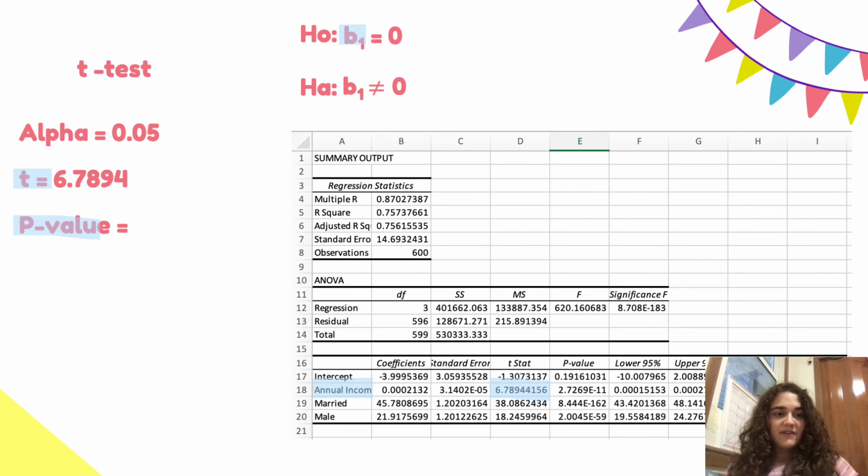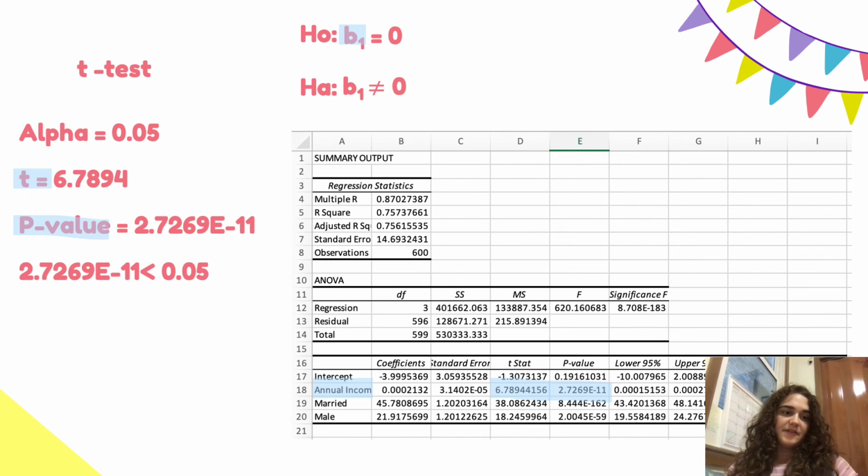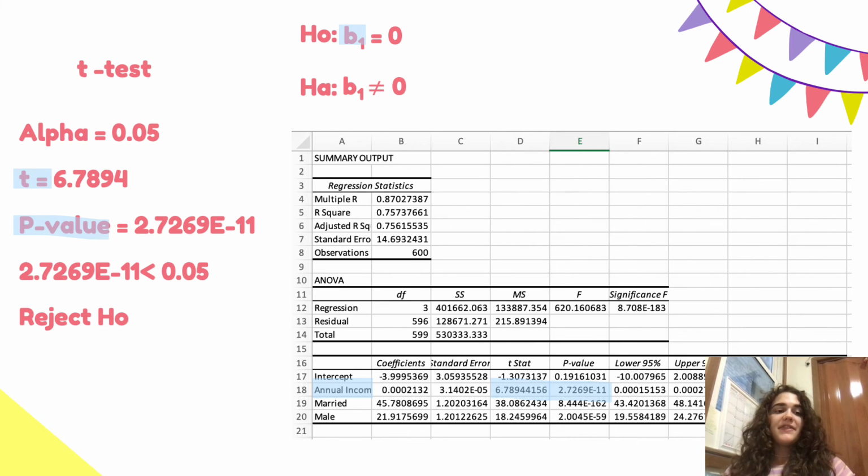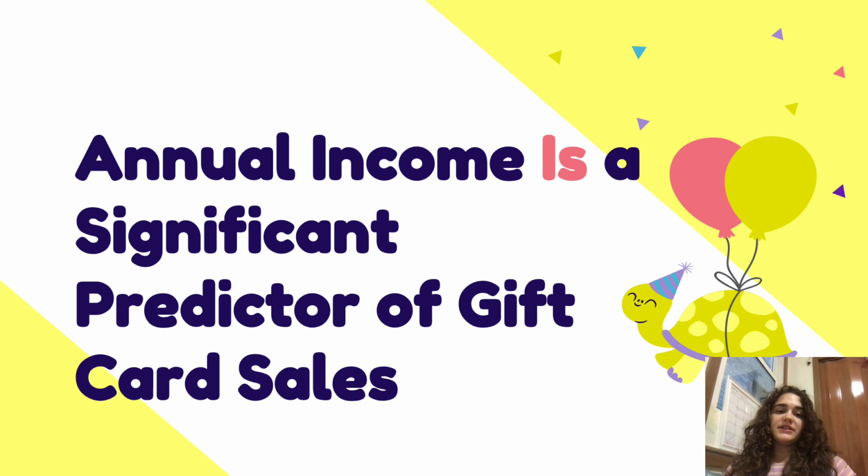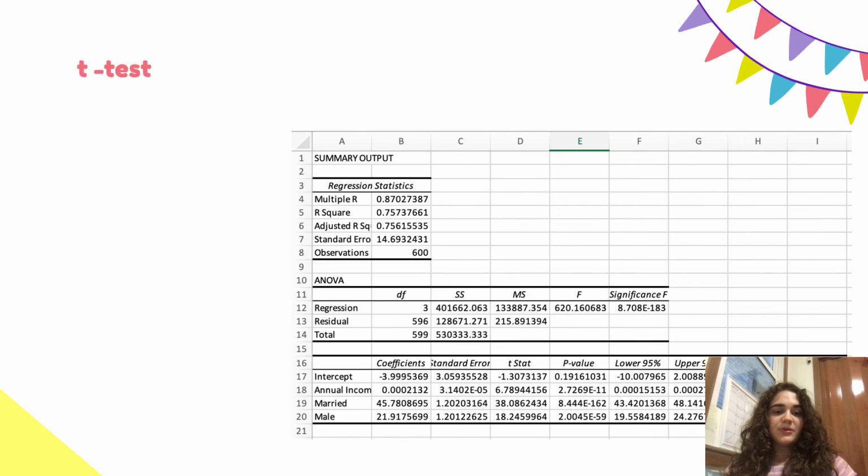And then our p-value can be found right next to it in the column next to it at 2.7269 e negative 11. So this value is also less than 0.05, which means we reject our null hypothesis, which means that our annual income is a significant predictor of gift card sales. Now we just have to repeat this whole process with b2 and b3.